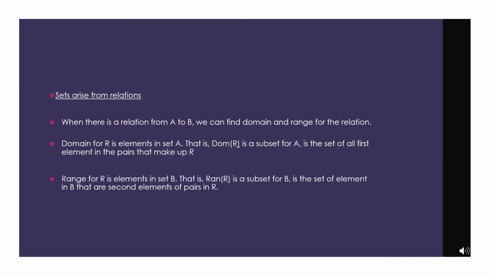Sets arise from relations. So, when there is a relation from A to B, we can find the domain and range for the relation. The domain of R is elements in set A, that is, dom R is a subset of A, the set of all first elements in the pairs that make up R. The range of R is elements in set B, that is, ran R is a subset of B, the set of elements in B that are second elements of pairs in R.